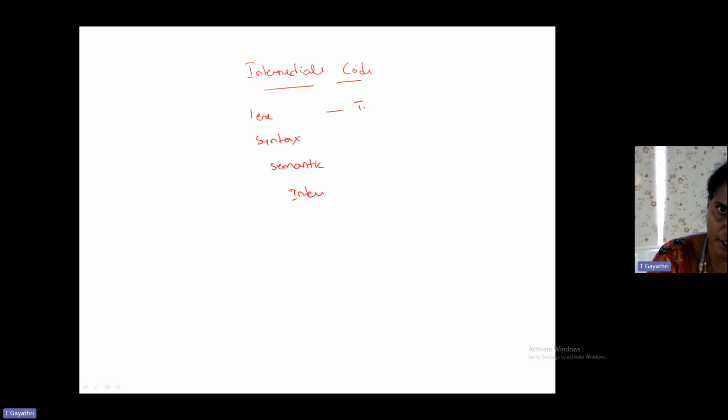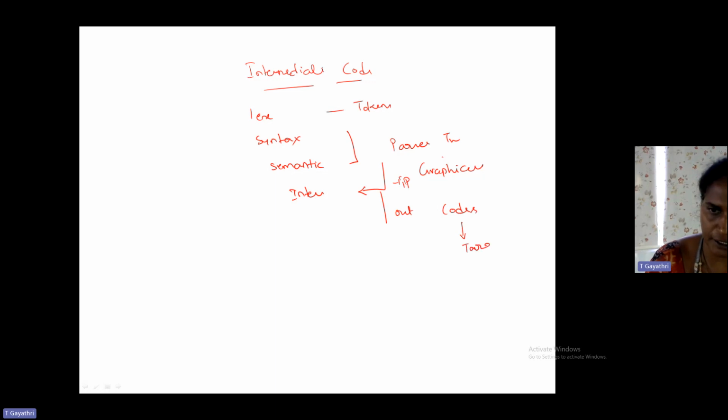Here the lexical phase generates the tokens. The tokens are taken as input by the next phases, which generate the syntax tree or parse tree. The next phase is the intermediate code. That means the intermediate code phase takes the output of the parse tree, some graphical representation, as its input, and the output is some code that will be generated. That code is helpful for generating the target code. So finally, we can understand that the input is a graphical representation and the output is some code.